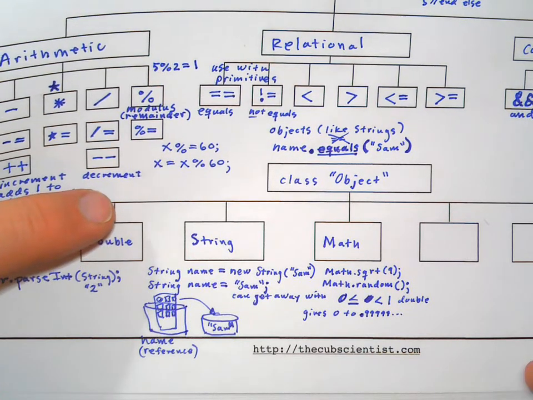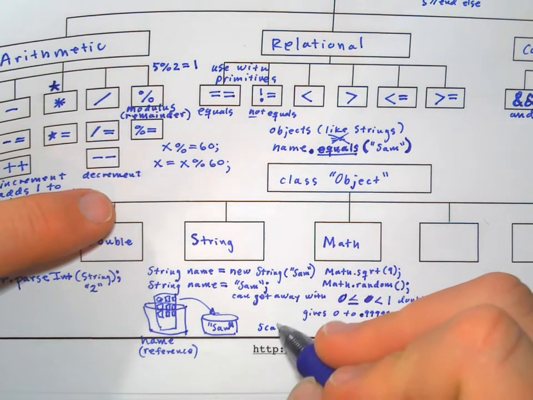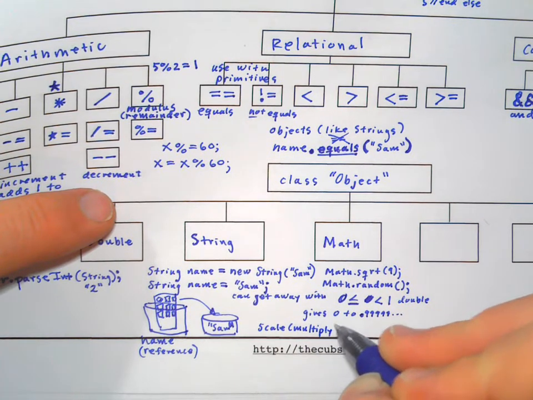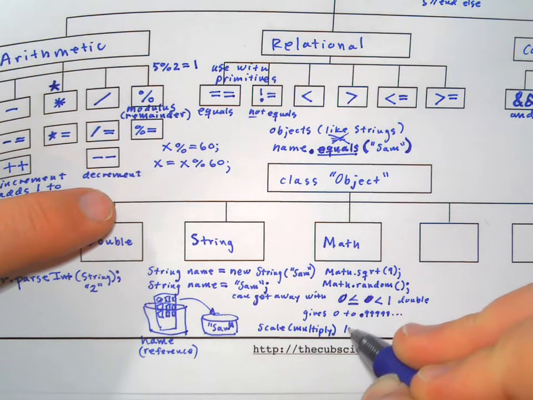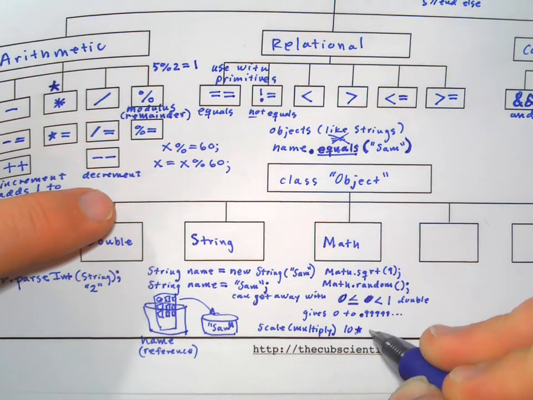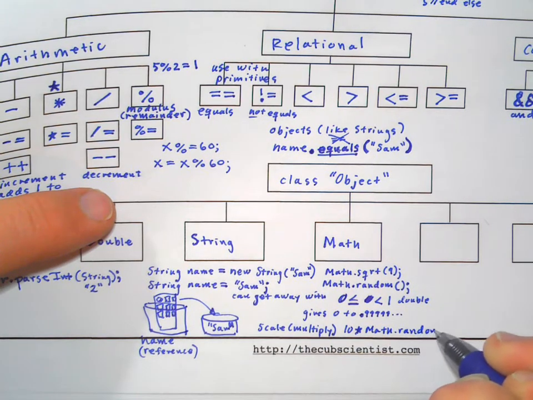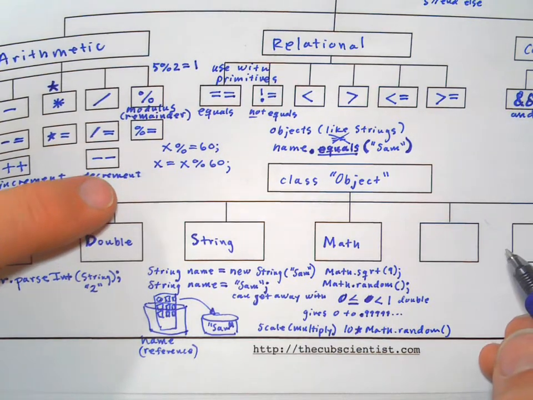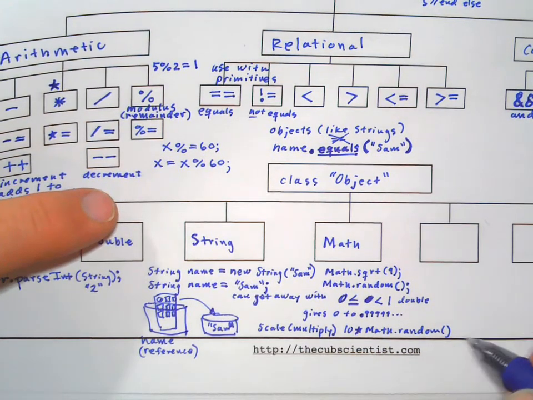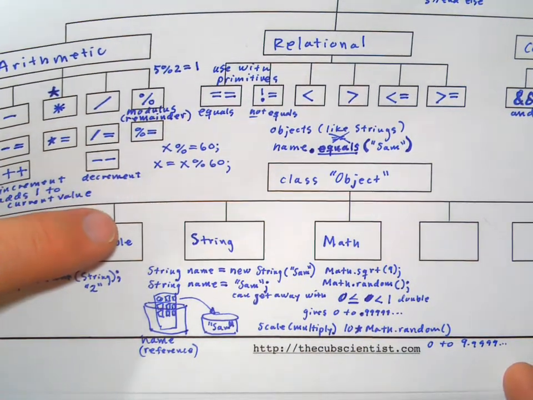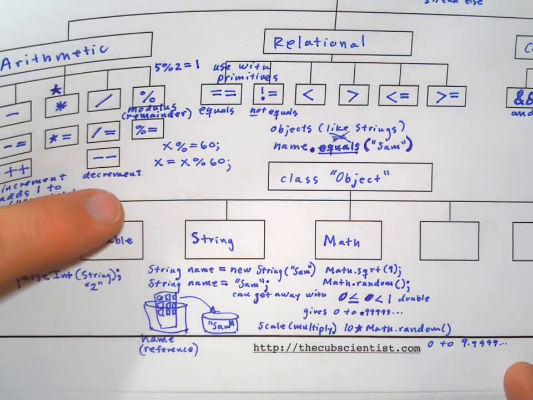Like we can scale it, which means we could multiply it by a value to make the values bigger. So if we did 10 times Math.random, it would give you values 0 to 9.999. It gives you those values, but 10 times bigger. So it could go all the way from 0 up to 9.999.